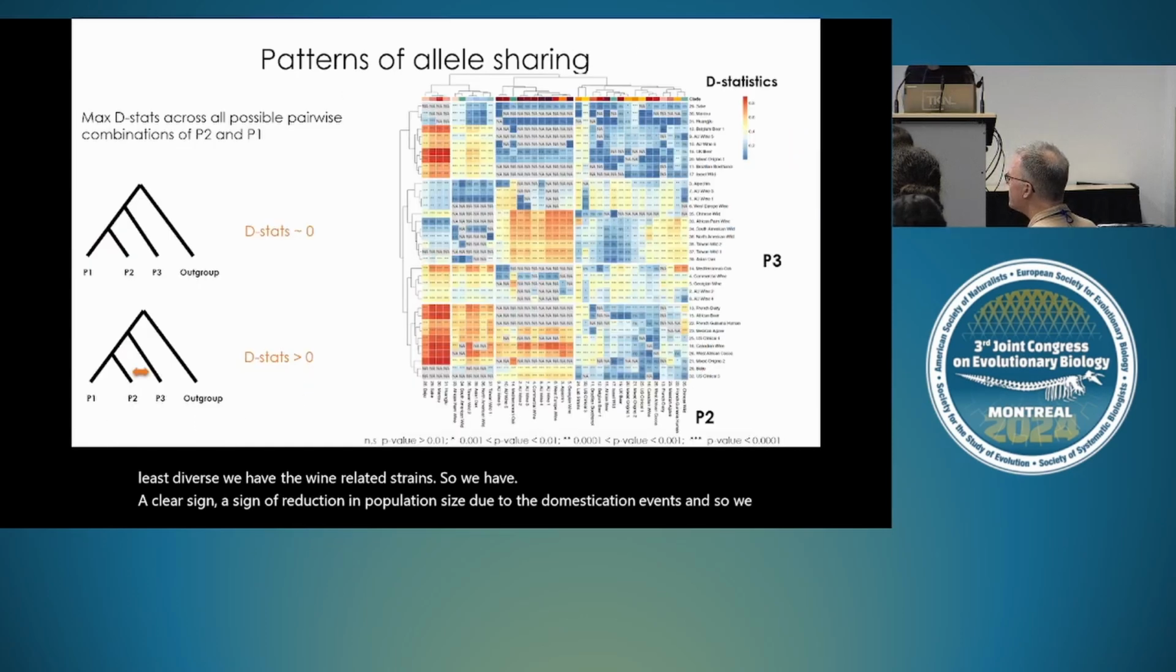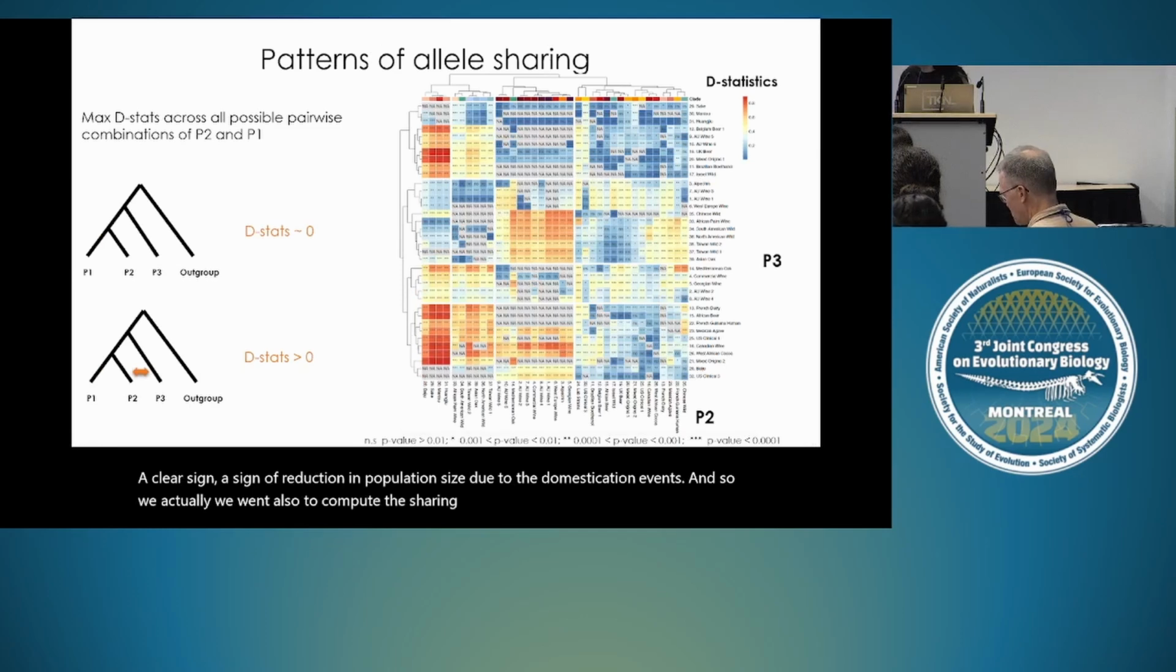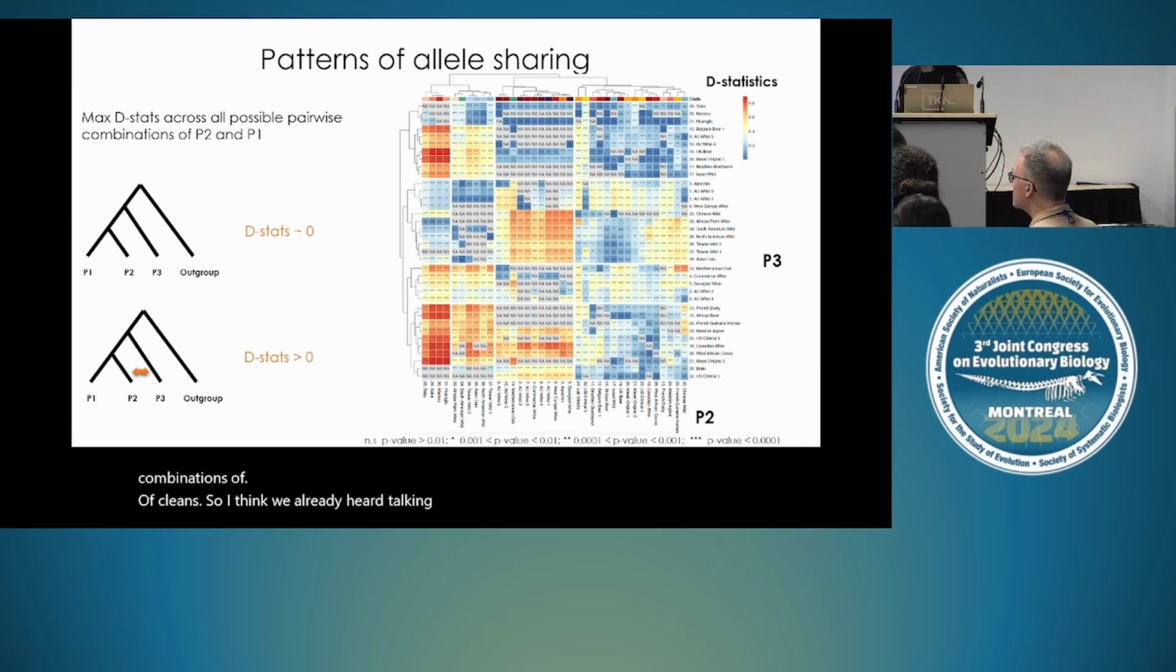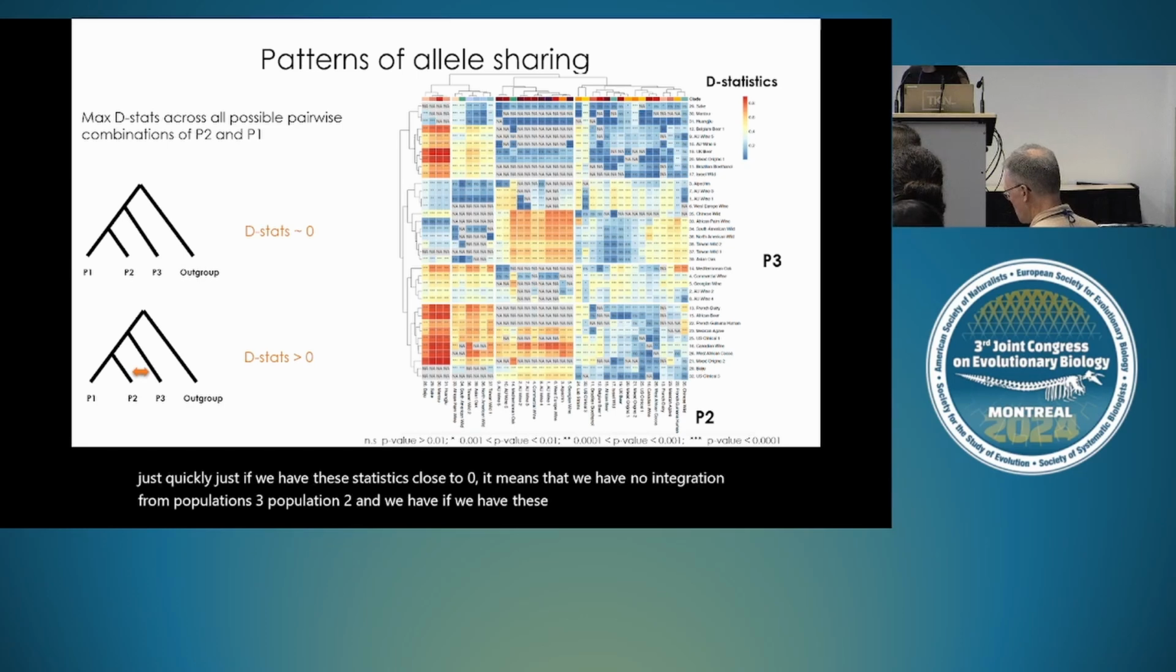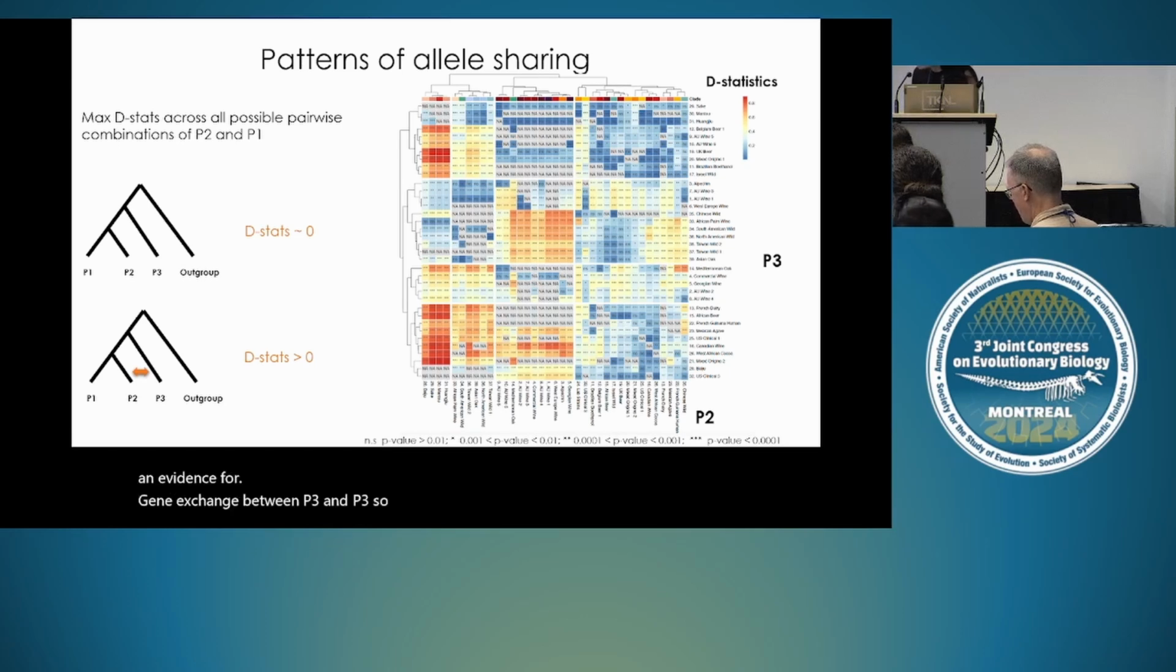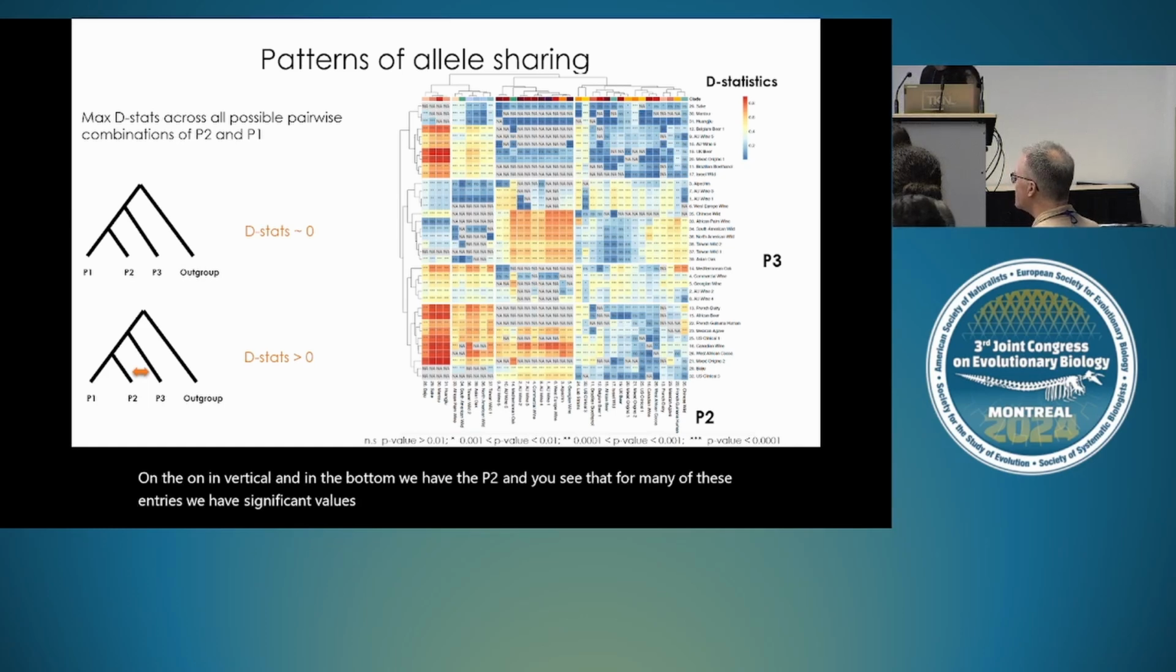We also computed the allele sharing between the different combinations of clades. We already heard about D-statistics many times. Just quickly, if we have a D-statistic close to 0, it means that we have no introgression from population 3 into population 2. If we have a D-statistic larger than 0, then we have evidence for gene exchange between P3 and P2. Here on the heat map, we have P3 in vertical and P2 at the bottom. For many of these entries we have significant values, giving us the idea that these strains have been exchanging quite a lot of DNA.